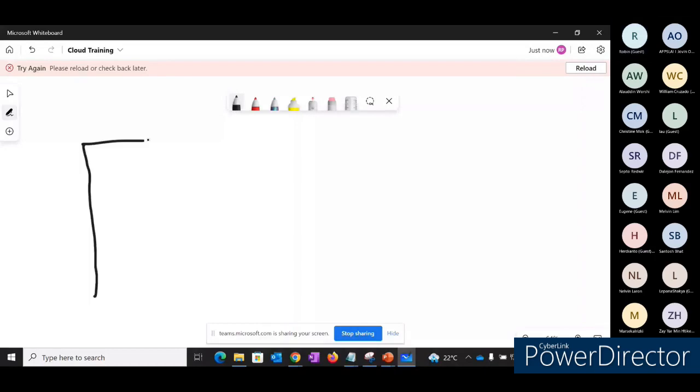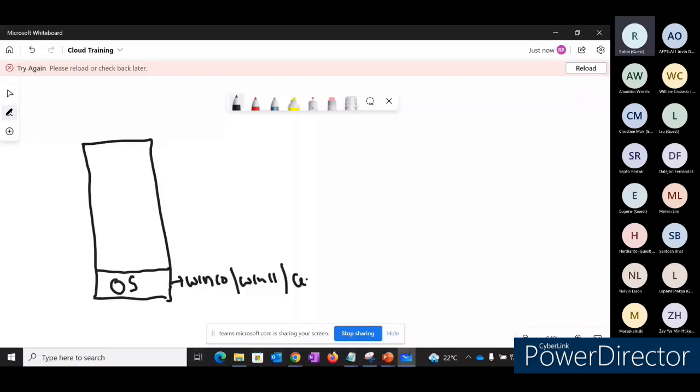Think like this, a box. This is your laptop. Right now, how did you install your operating system on your laptop? You connected the CD drive or DVD drive or a USB. On top of your hardware, you install your operating system. This may be Windows 10 or Windows 11 or CentOS or macOS. It can be any flavor which you are comfortable with and flexible. So right now, you install the operating system on top of your hardware.